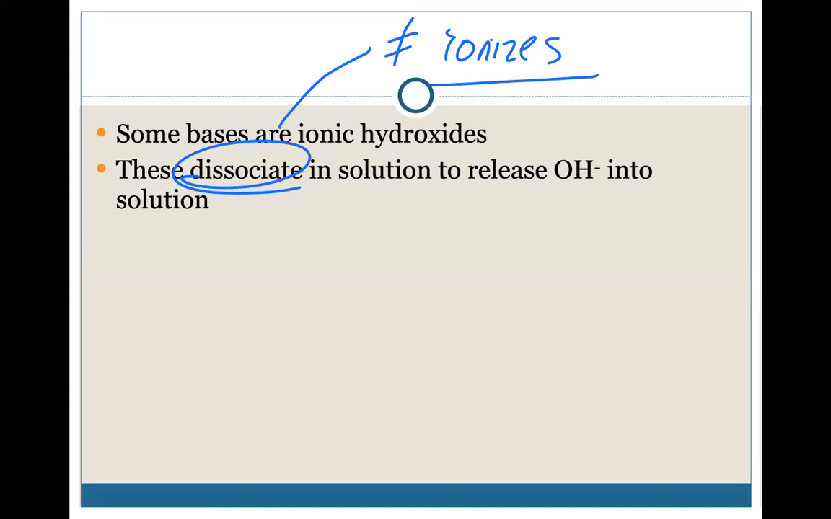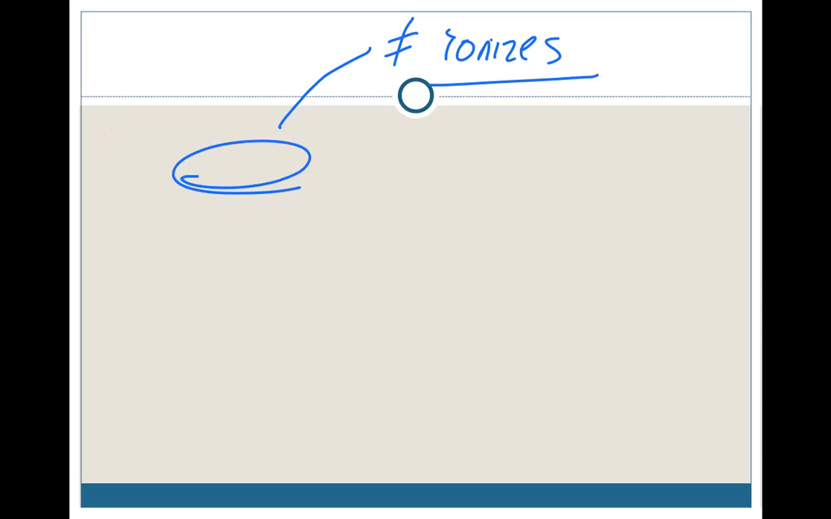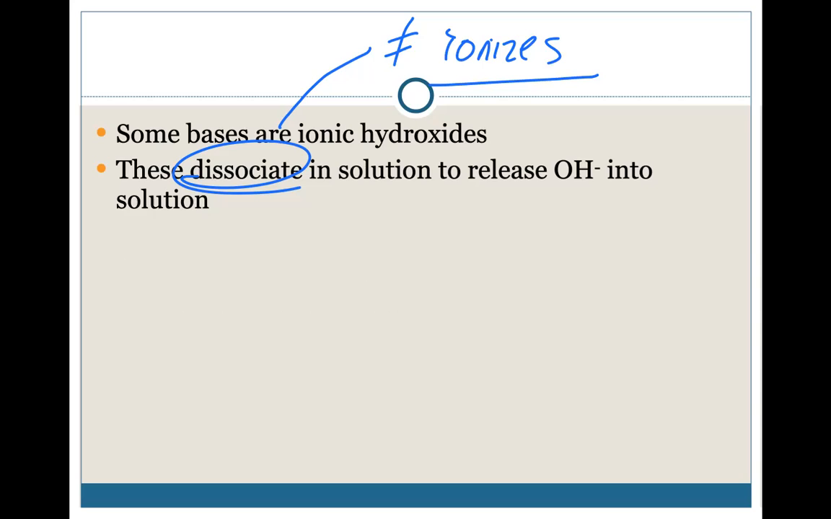Dissociation means that there are already ions present and they just separate when you put it in water. Ionization is when you're literally creating ions where there were no ions before. There is a big distinction between the two. So ionic hydroxides are going to dissociate in solution and release hydroxide, therefore increasing the concentration of hydroxide. Oh, excuse me. Other bases, actually, before I do that, I have to go all the way back.